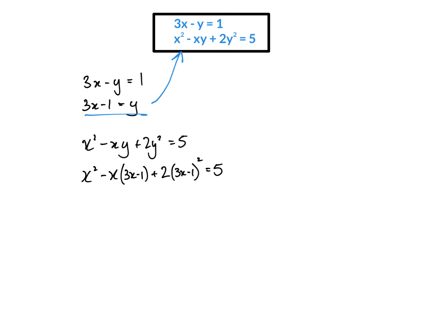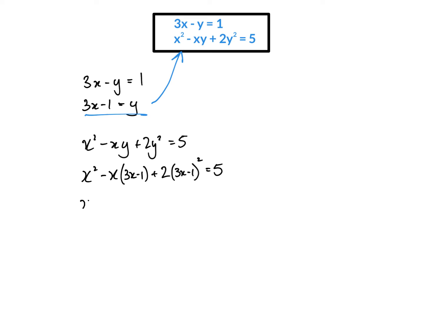So we've taken the linear and we've made y the subject. And then we've substituted that value into this non-linear one. Everywhere we see y, I've substituted 3x minus 1. And again, that'll work if you substitute for x or for y. It doesn't matter. You'll get the same answers. So we now have an equation with brackets.